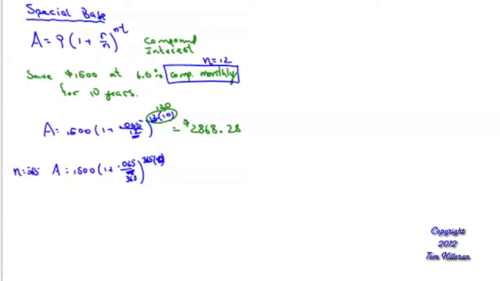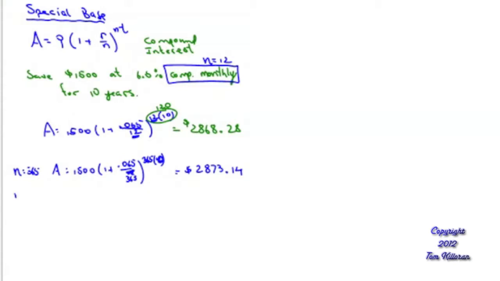I want to see what happens if I increase the compounding. Well, you get a little bit bigger number, nothing huge. It comes out to be 2873.14-ish. So it went up what, $5? You went from getting interest 12 times a year to getting interest 365 times a year, but we only made $5 extra.